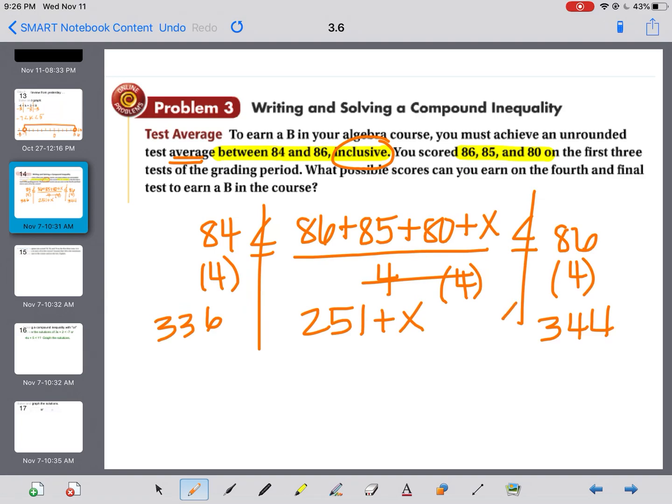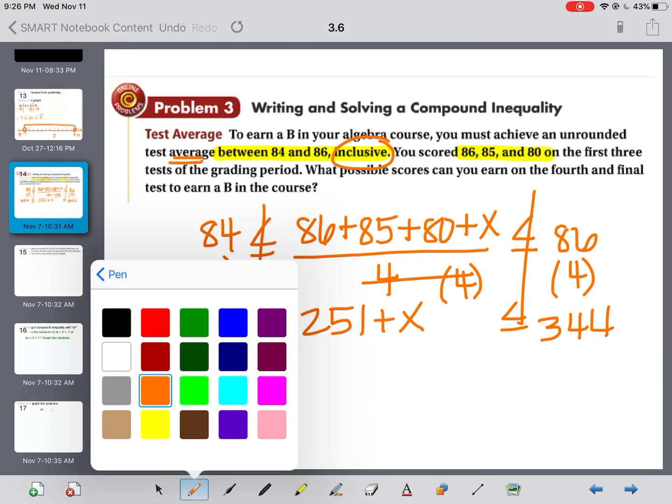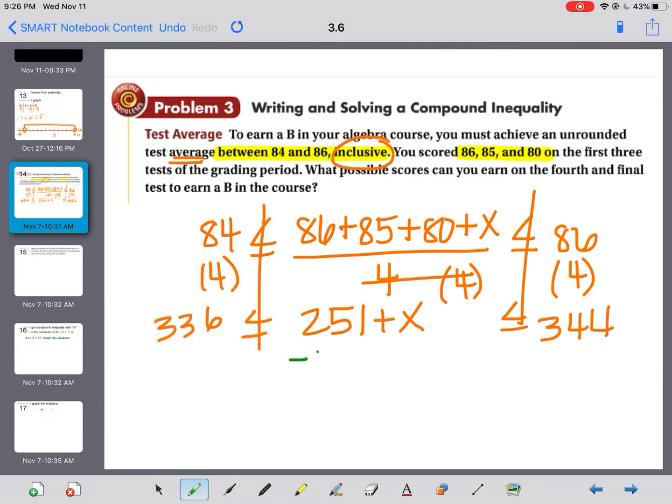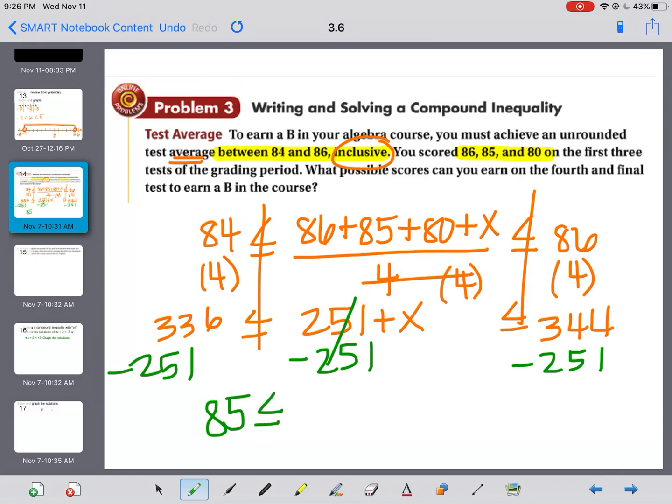86 plus 85 plus 80 happens to be 251. Plus x is all I'm left with in the middle. And 86 times 4 is 344. None of my symbols change because I did not multiply or divide by a negative. Okay, next step to getting that x by itself is to subtract 251 on all parts.